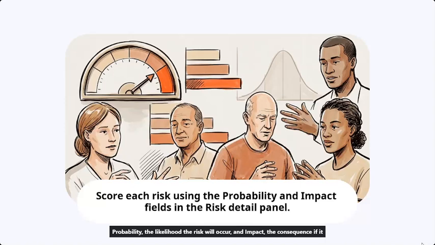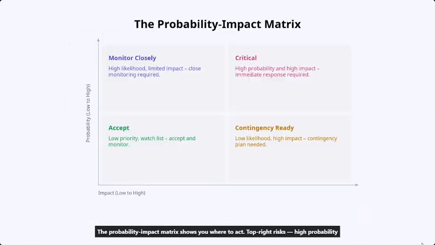The probability impact matrix shows you where to act. Top right risks, high probability and high impact, demand immediate response. Bottom left risks are low priority, accept them on a watch list. The 2 middle quadrants need your judgment. A low probability, high impact risk, like a site flood, still needs a contingency plan even if it seems unlikely. A high probability, low impact risk needs close monitoring because it's likely, even if the damage is small. Use this matrix to prioritize.